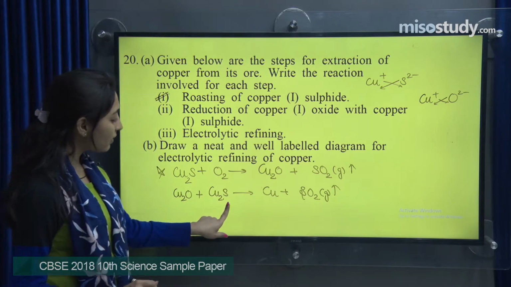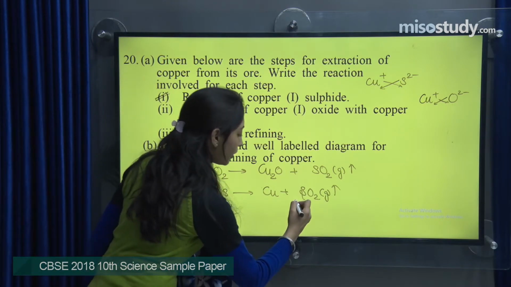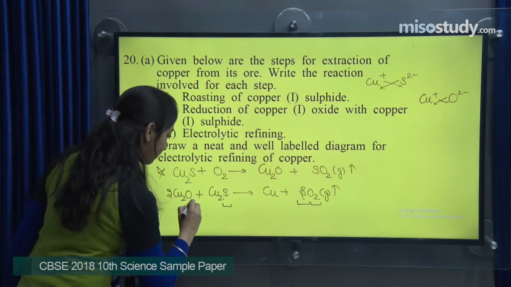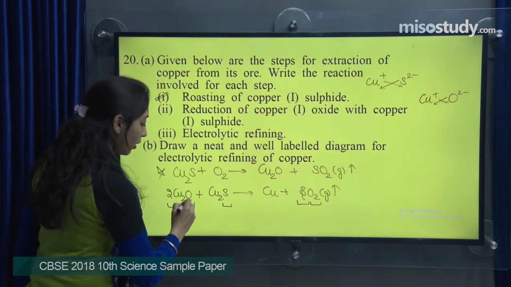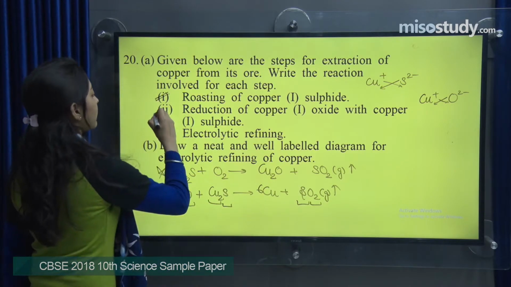So let's first balance sulfur. Sulfur is 1, sulfur is 1. Oxygens are 2, so we need to balance oxygen 2. How many coppers are there? 4 plus 2, 6. So now you can make 6. Okay, so even this is done.